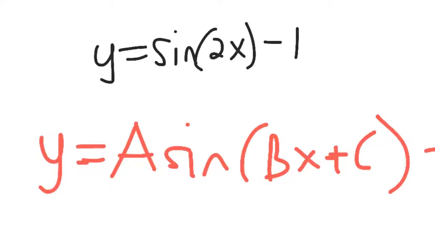So using that, our B is 2, our A is 1, and our D is -1. Our C is nothing. There's nothing to be found there, so our C is 0. So let's use that stuff to answer their questions.